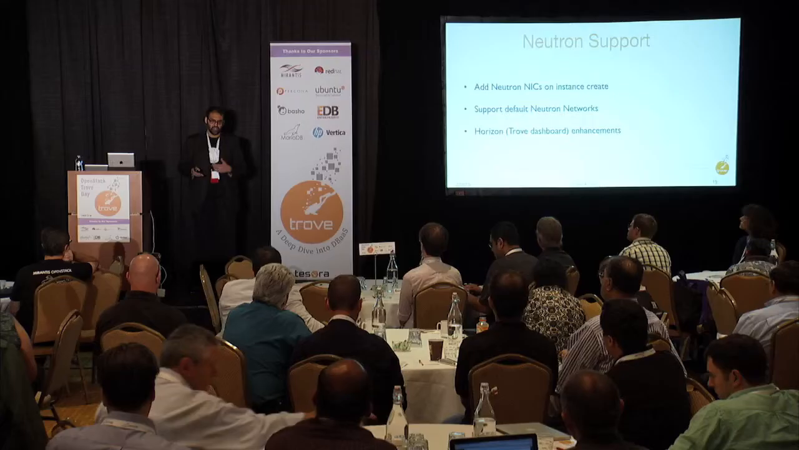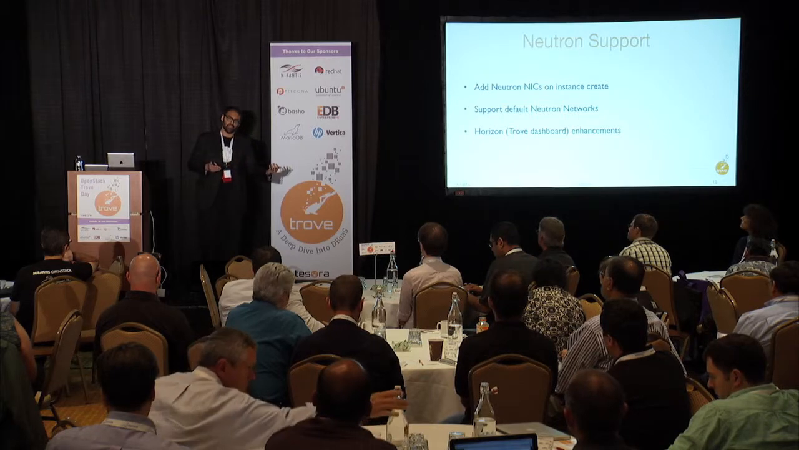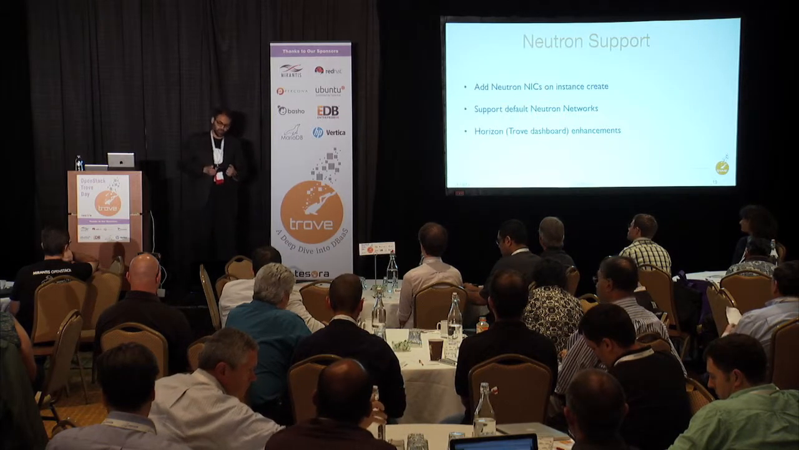Trove also supports default Neutron networks for management networks. So as configuration, you could add in a list of Neutron networks that are your management networks. And Trove, in addition to creating your instance with any customer NICs, will also add these NICs for your management networks to the instance. So your instance now is on your management network as well as your customer's network.